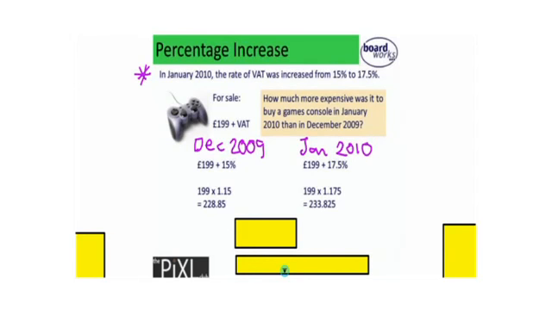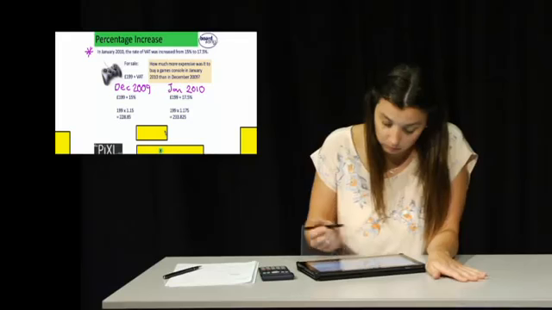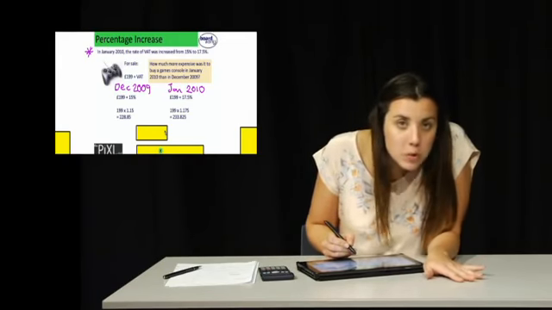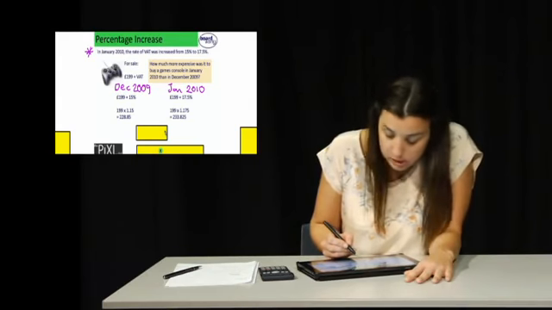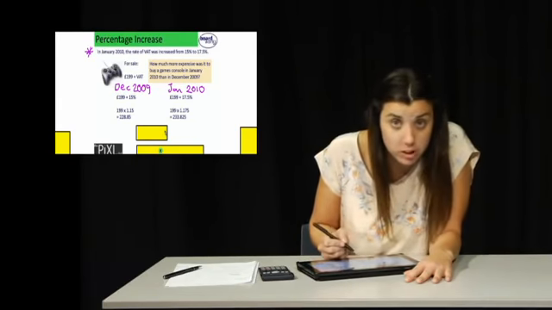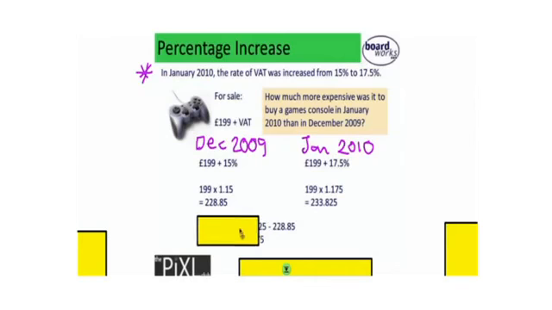So my question asks, how much more expensive? Once we've got our two values for December 2009 and January 2010, we're going to have to take them away from each other to find the difference. So we have the value here for January 2010, subtract the value from 2009. And we have a difference of 4.975.